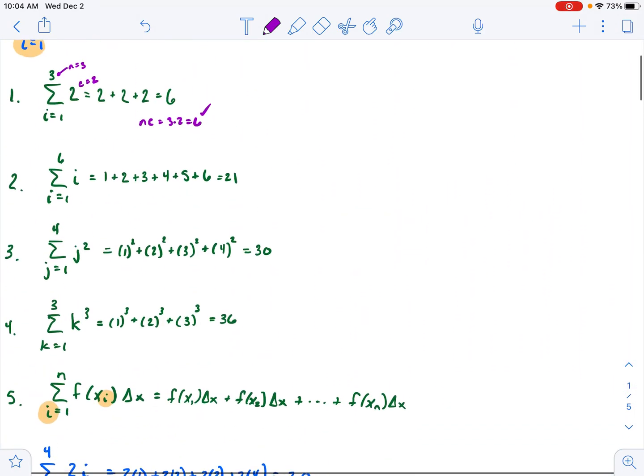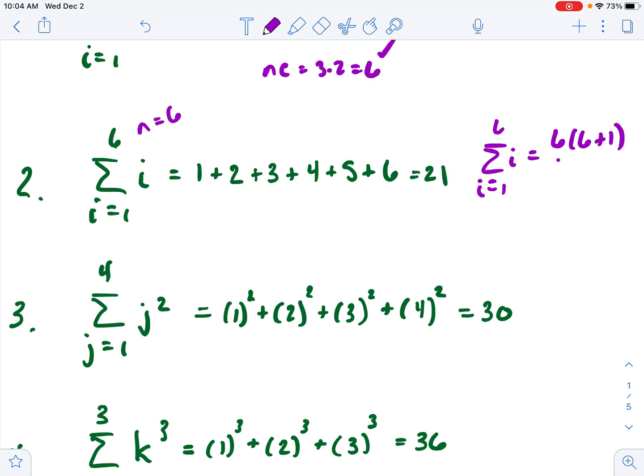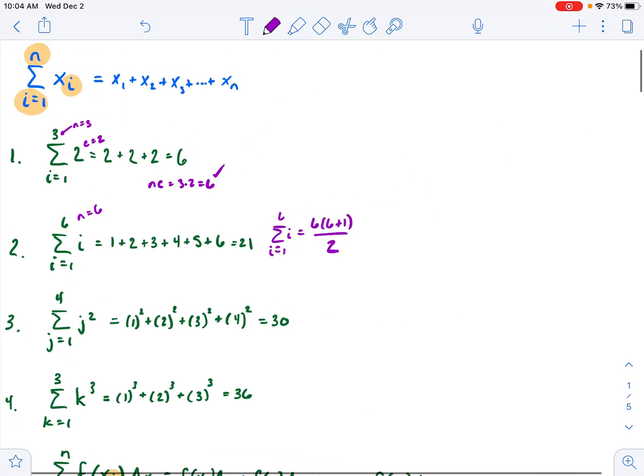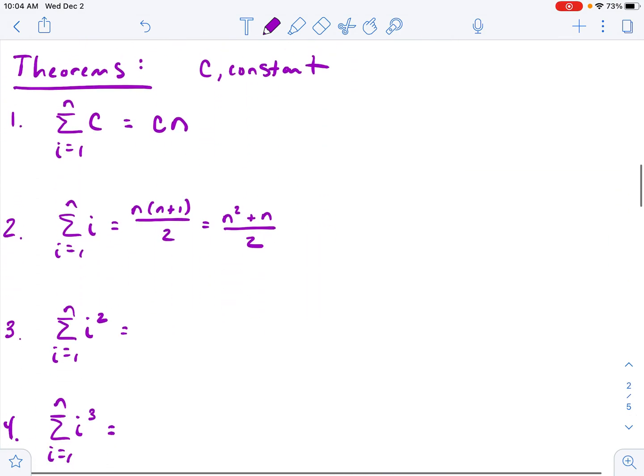For example, if we go back to number 2, that's the summation as i goes from 1 to 6 of i. So the summation as i goes from 1 to 6 of i is supposed to be n, which was 6, times n plus 1 divided by 2. That ended up being 6 times 7 over 2. That's 42 over 2. 21 on the nose, same exact thing when we ground it out. Okay, so just showing you that these formulas work.